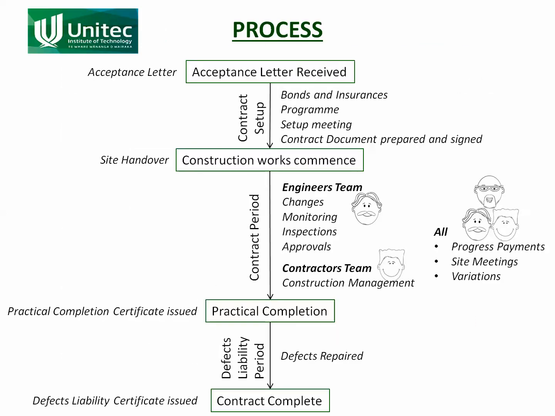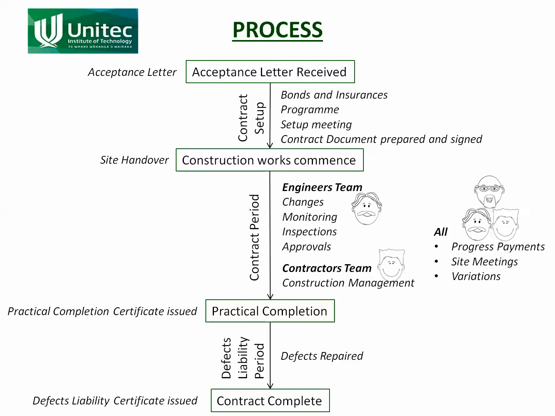So the process is, we're talking about the construction and commissioning process. We start with the acceptance letter. So the acceptance letter is received. Remember, once that acceptance letter has been received by the contractor, the contract has been formed. What the contractor now needs to do is to put together the bonds, insurances, program. Together with the client and the engineer, there needs to be a setup meeting, and the contract document is prepared and signed. Now, we looked at all of this stuff in previous parts of this course.